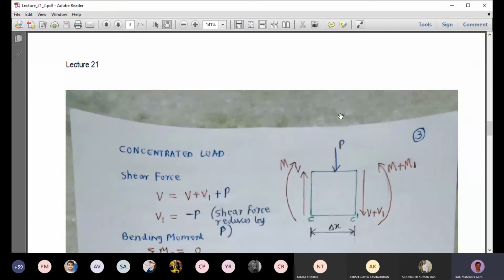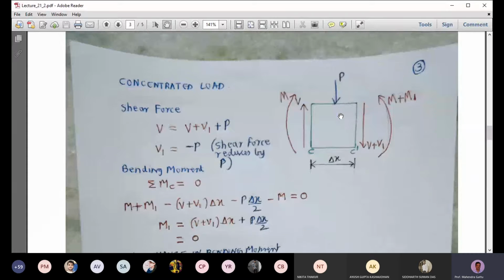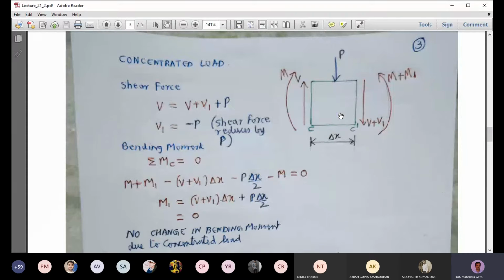So with this, we'll go to the next concept of concentrated load. We have looked at distributed load. Now we'll look at concentrated load acting on a small segment.